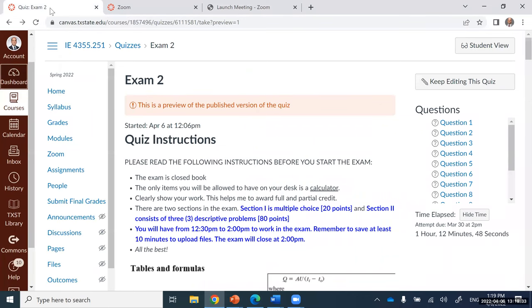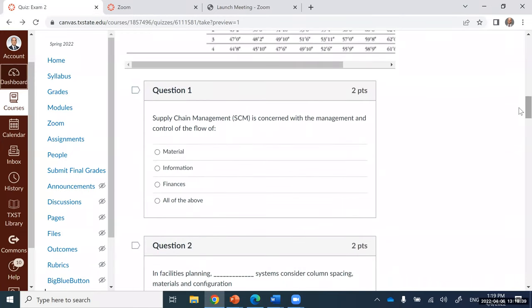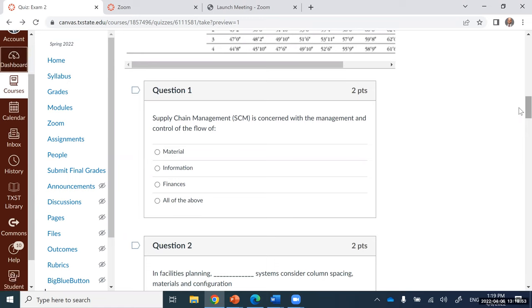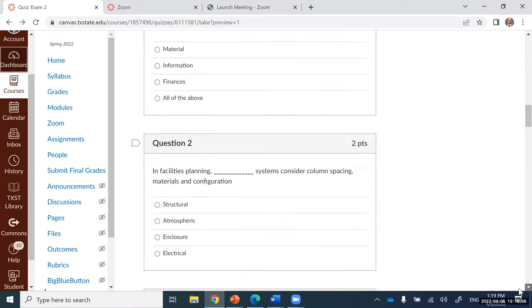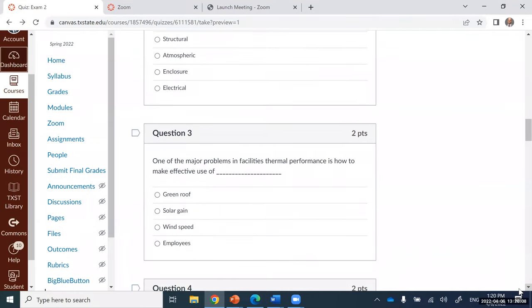So here are the questions. Question one, for the multiple choice: supply chain management is concerned with the management and control of material, information, and finances. So all of the above. Question two, in facilities planning, structural systems consider column spacing, materials, and configuration. That was the second one. One of the major problems in facilities thermal performance is how to make effective use of the solar gain.